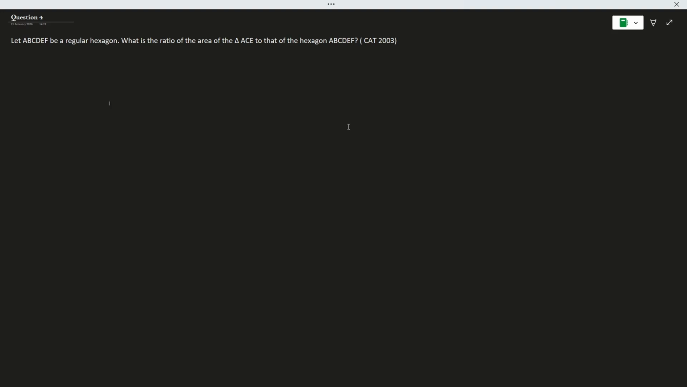So today we will be solving three previous year questions from geometry, and these questions came in CAT 2003 and 2004. So let's start the video, starting off with the first question. So we have a regular hexagon ABCDEF. What is the ratio of the area of the triangle ACE to that of the hexagon ABCDEF?